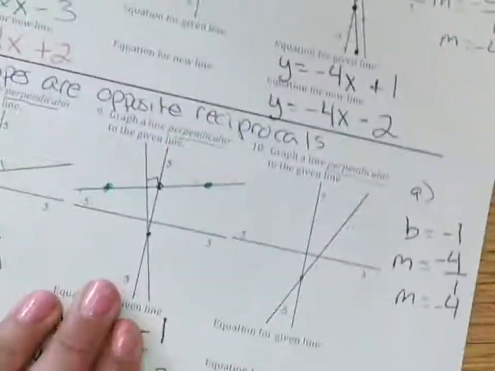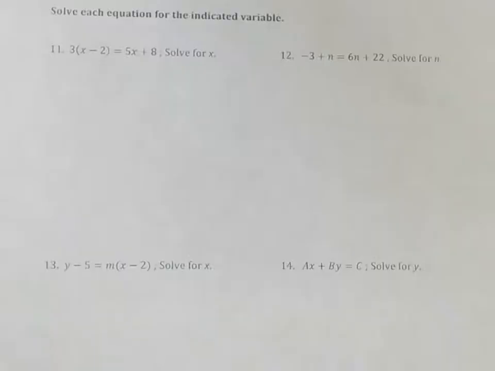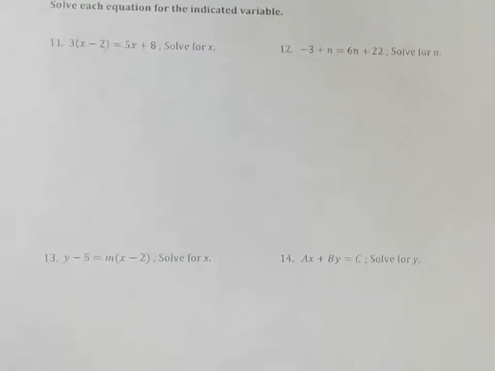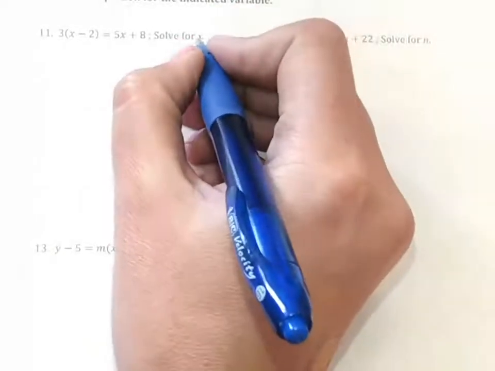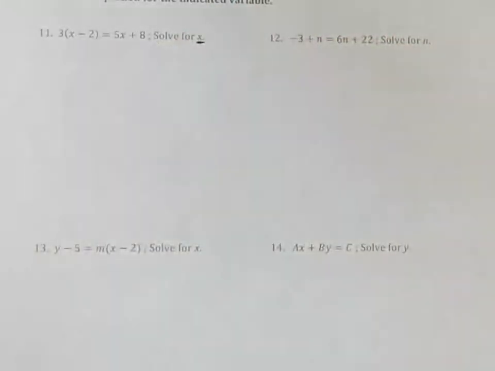Let me get this out of the way. All right, 11 through 14. You're solving for the indicated variable. So I'll start with number 13. We're solving for x. All right, let me rewrite it and I'll color code it. I'll make x be, I don't know, probably pink.